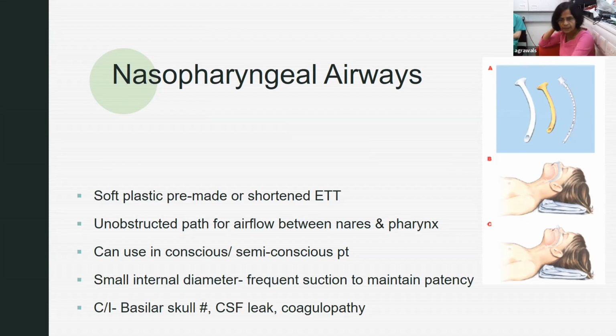And we can either use a soft ET tube, which can be cut according to the size of the patient, or there are soft pre-made plastic nasopharyngeal airways that are available. And again, the sizing is from the side of the nose to the tragus. Again, extremely important to size it appropriately. And this requires frequent suctioning.